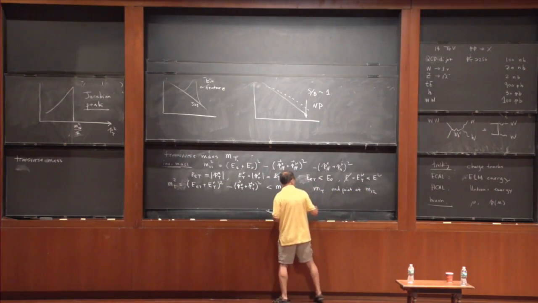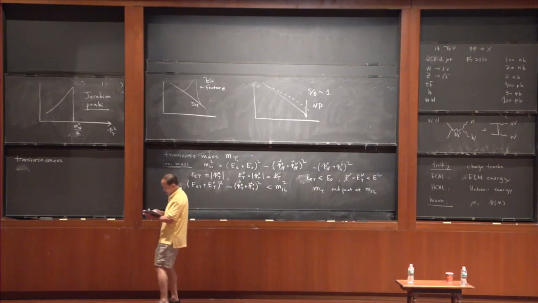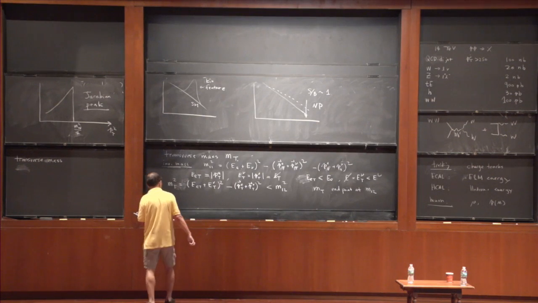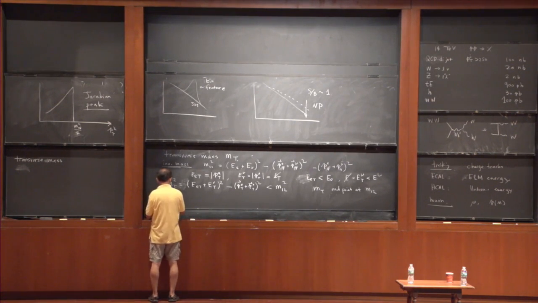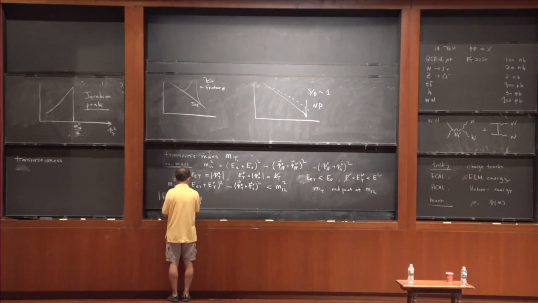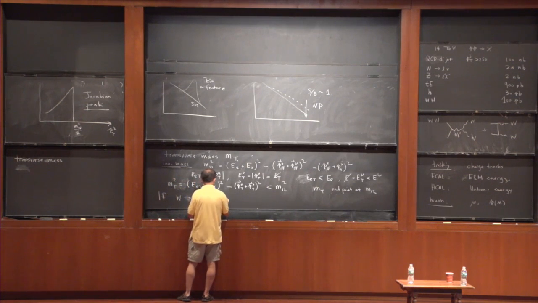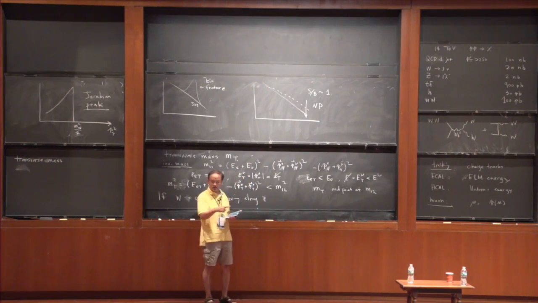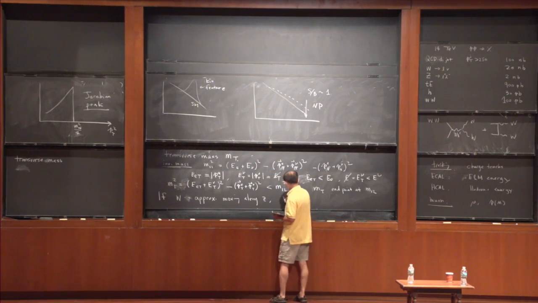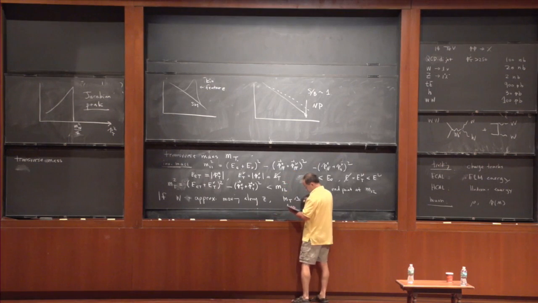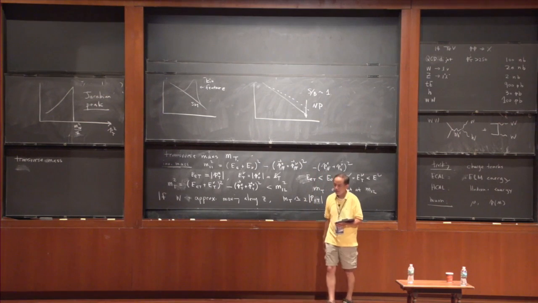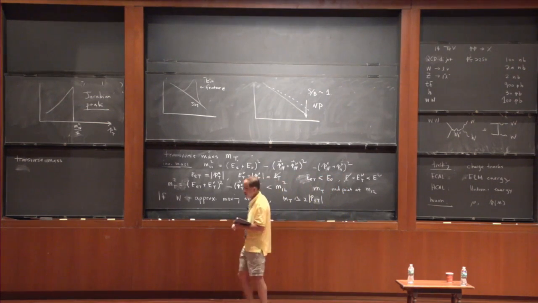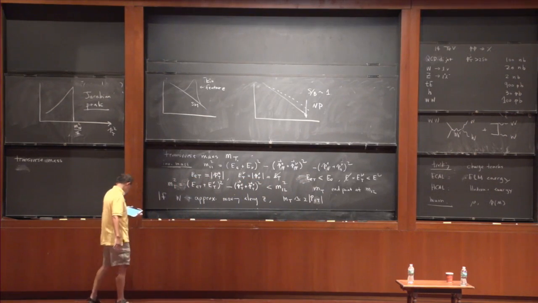Right. So, on the other hand, we see that if the W is still approximately moving along Z, let's say it's mostly still going that way, then MT is approximately twice the PT of the electron, basically. Okay? You can show that. It's trivial to show that.